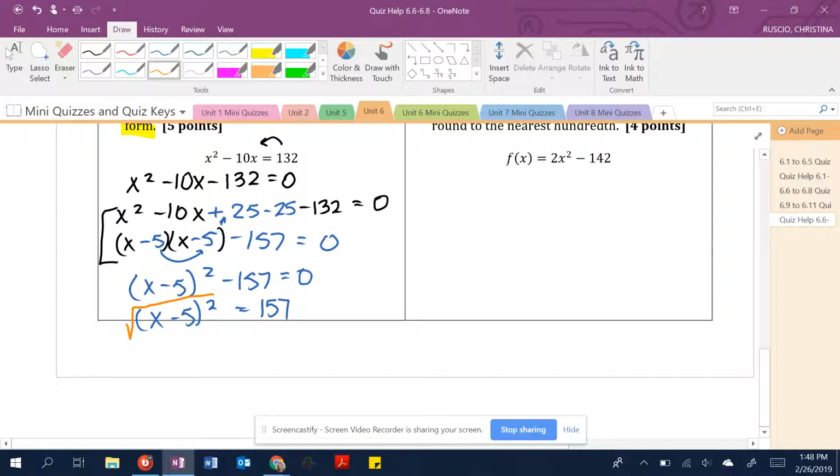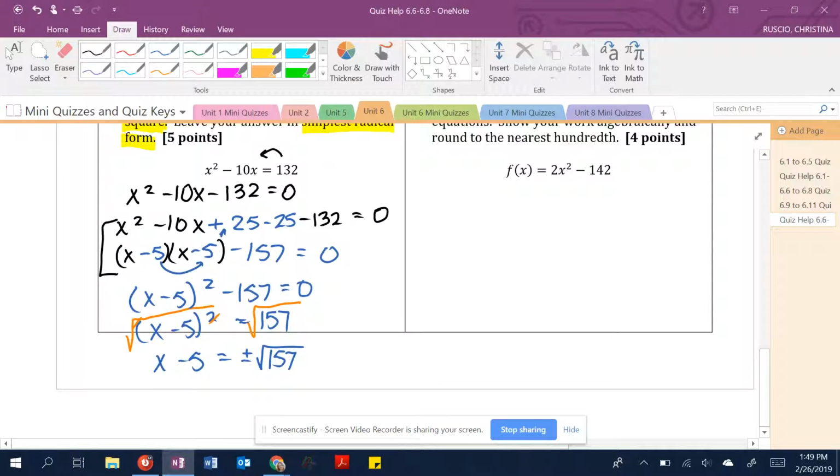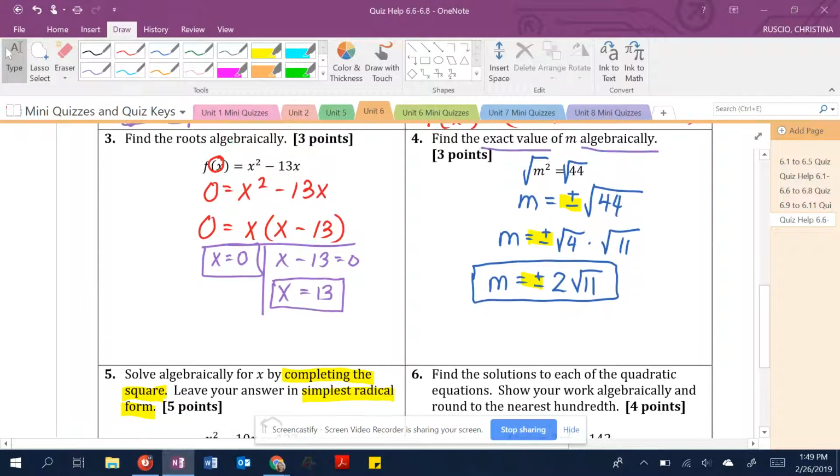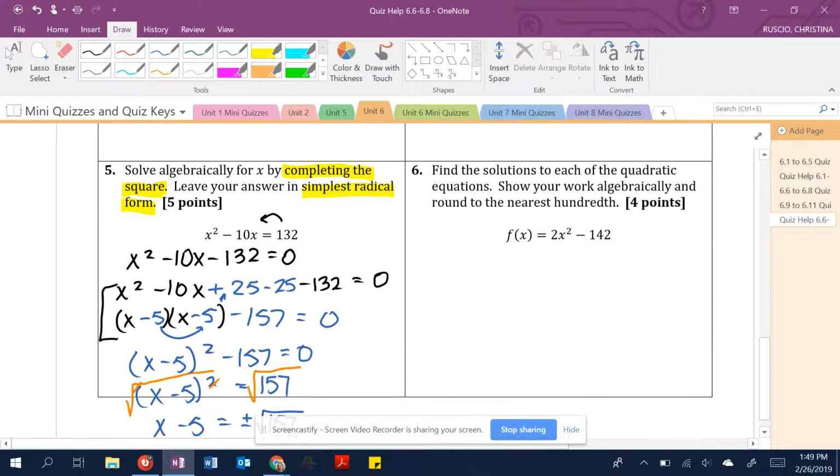Now we got to get x alone. So we have this cute little format that we're allowed to take the square root of both sides to get rid of that squared here. And we're left with x minus 5 is equal to positive or negative square root of 157. It said to leave it in simplest radical form. Fortunately for us, 157 is prime, so we don't have to simplify it. If that number had factors, we'd have to do something like this over here.